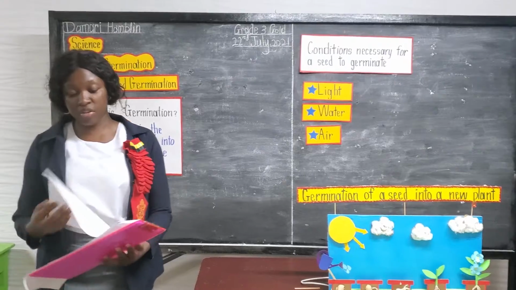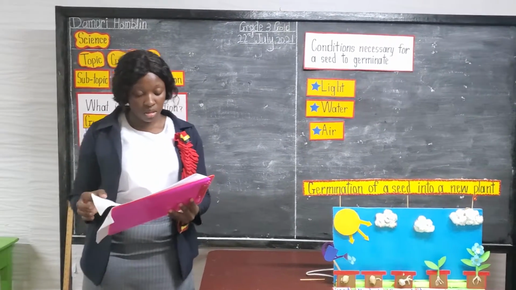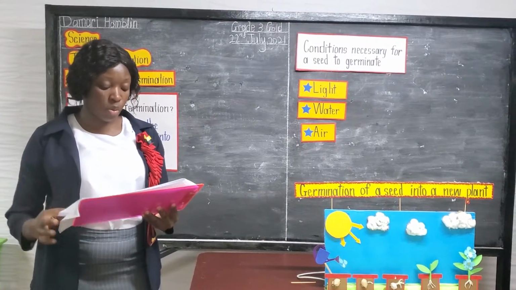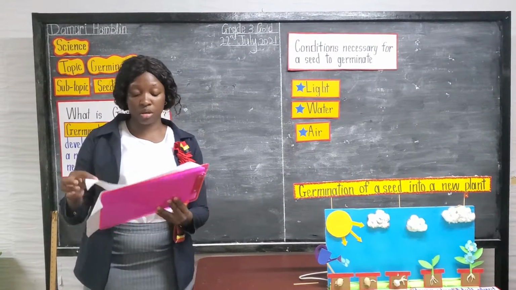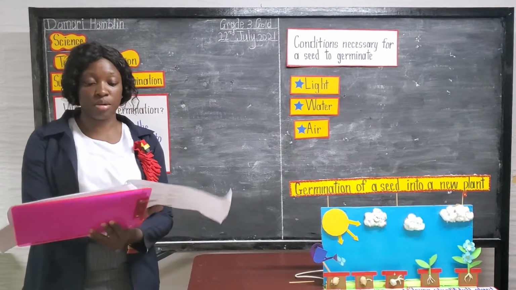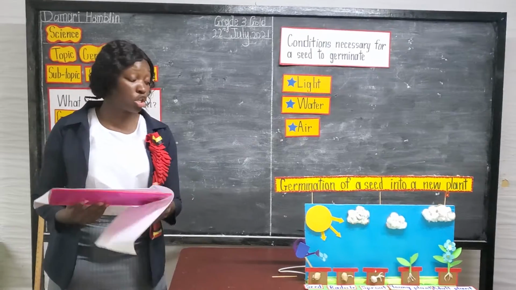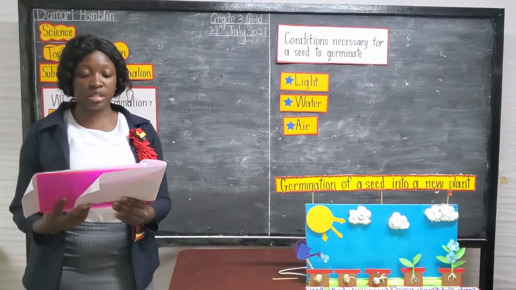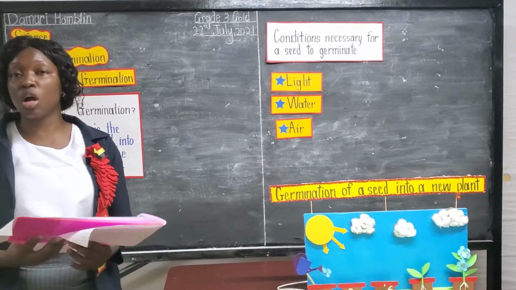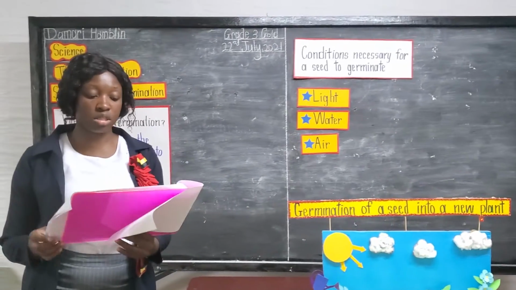Here are your activities. Now, group Berry, your first question: you will match the following stages of germination to the correct picture. Remember, we just went through the stages. Good. You'll match it to the correct picture. Two, list two requirements necessary for germination to occur, the conditions under which the seed can burst out.